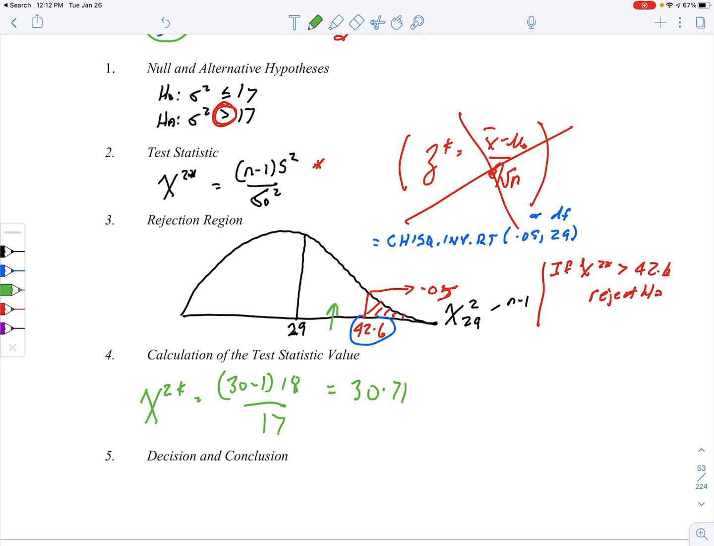Now, 30.71 falls in here. And so we would say 30.71 is not greater than 42.6. So therefore, do not reject H0. It's as easy as that. That's how we do that.